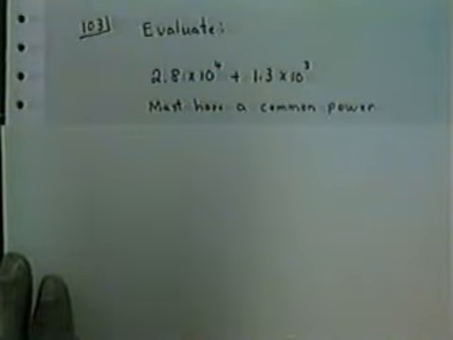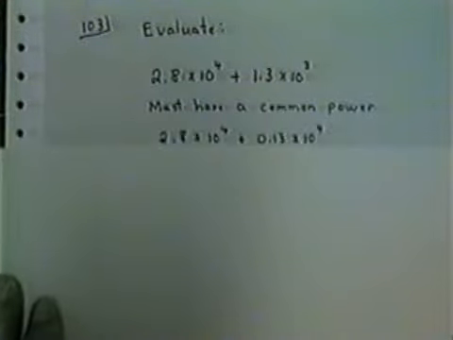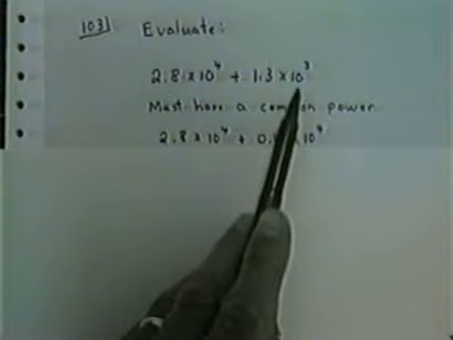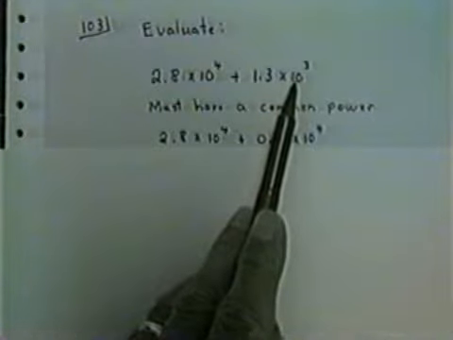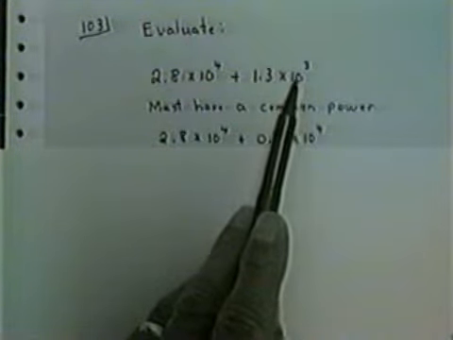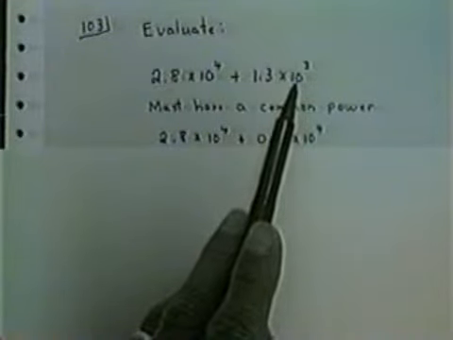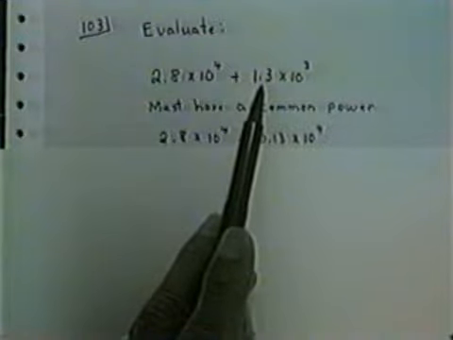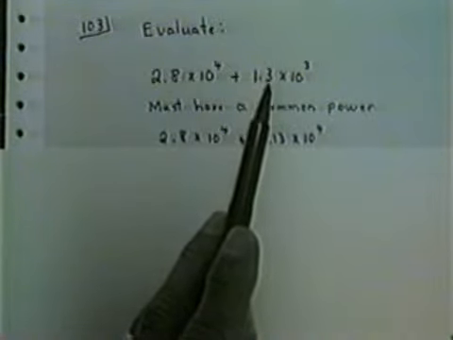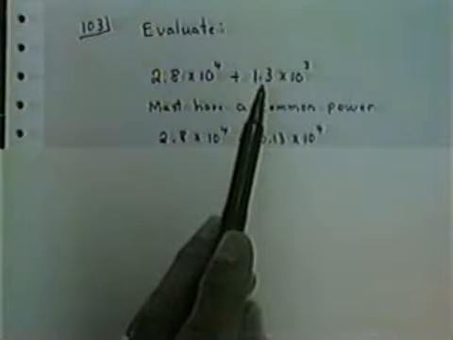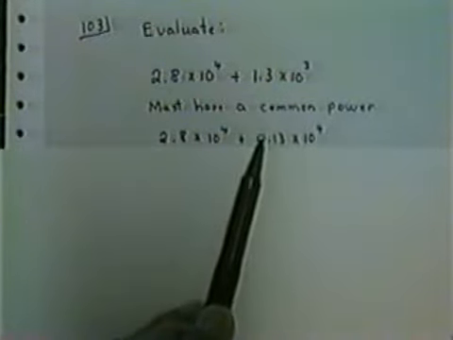So I'm going to leave 2.8 times 10 to the 4th as it is. But I need to write 1.3 times 10 cubed using exponent 4. Well, what happens if I do that? If I make this exponent 4, that means I'm going to have to multiply 10 to the 3rd by 10, because 10 cubed times 10 to the 1st would be 10 to the 4th. If I multiply this part by 10, in order to maintain equality, I would have to divide the 1.3 by 10. And if I do that, I would get 0.13.